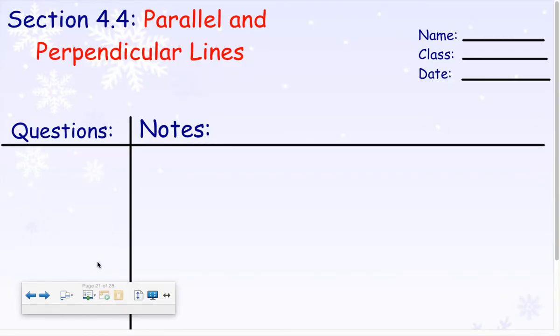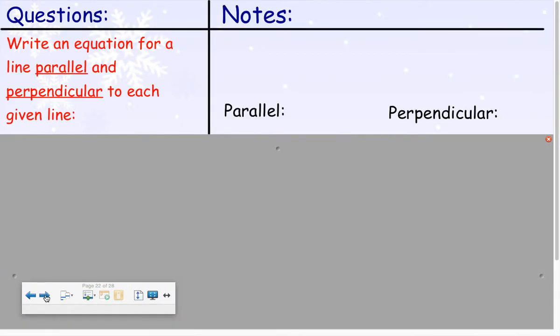Section 4.4, parallel and perpendicular lines. This lesson does not have an essential question. Essentially, it's a lesson that's going to review everything you need to know about parallel and perpendicular lines. All right, so write an equation for a line parallel and perpendicular to each given line.